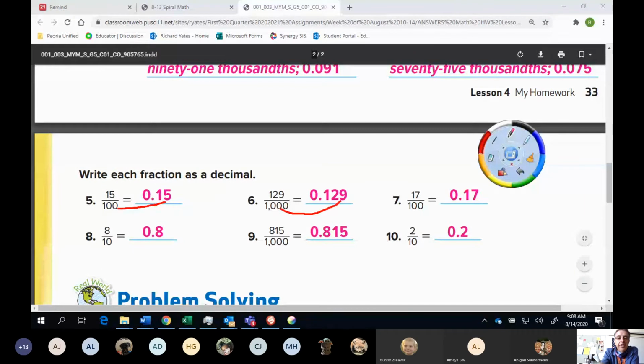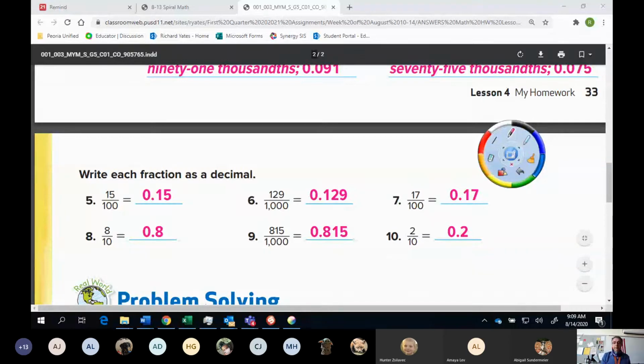129 is 129 thousandths. Again, make sure you have a 0 and a decimal at the beginning. 17 hundredths is right here. Make sure your 7 is in the hundredths place. 8 tenths, you just need to have the 8 right after the decimal in the tenths place. 815 thousandths, so the 5 is in the thousandths place. 2 tenths, the 2 is in the tenths place. And again, make sure you have a decimal between the 0 and the 2 so that you don't mix it up with a whole number.